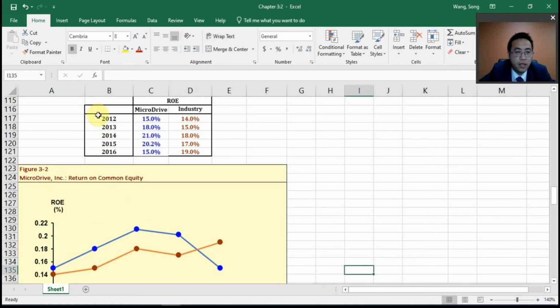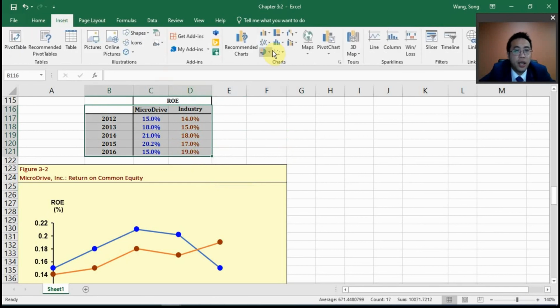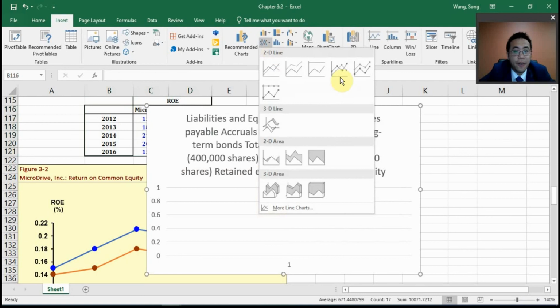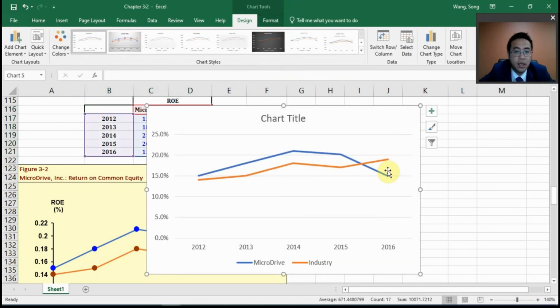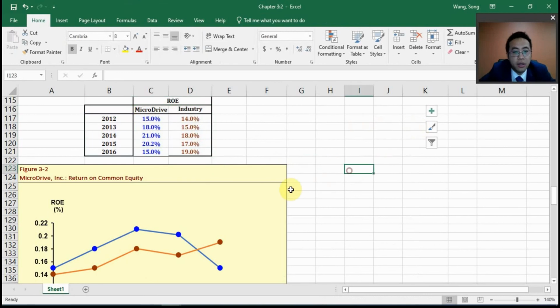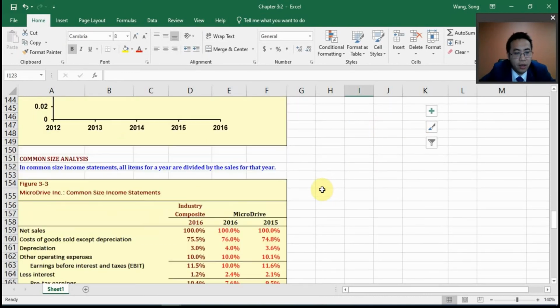To generate a chart like this is actually pretty easy. You just select all the data here. You insert a line chart. Okay, and then you just input the name of the chart and the names of the axes, and that's it. So there's nothing too much required here.